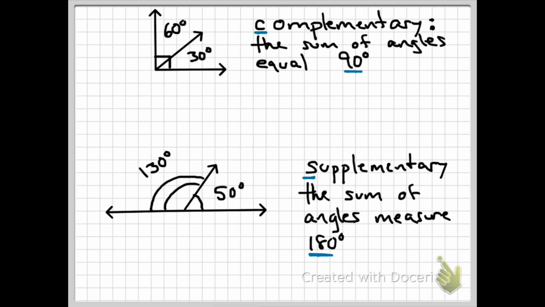Another way you can look at it is if you take complementary, we'll just write the first couple letters here, you can turn this right into 90 degrees. And if you take the first couple letters of supplementary here, you can turn that S into an 8, this into a 0, 180 degrees. Another great way to memorize that.